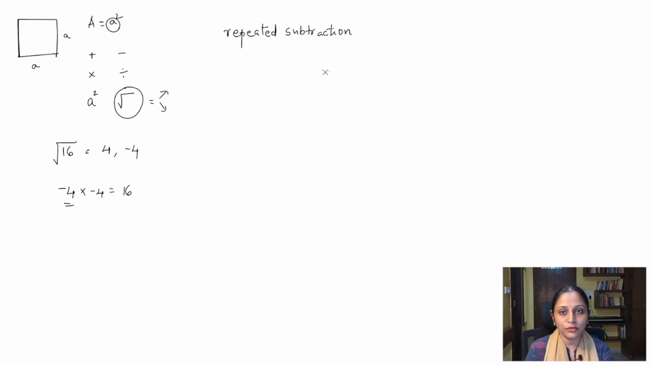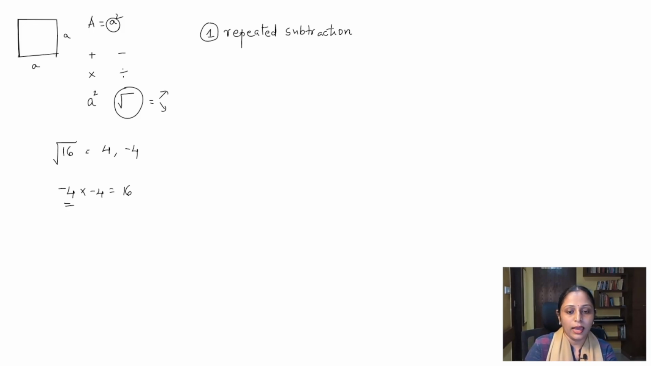So they have given us a few questions. Let's look at those and solve those, so that you will understand what this repeated subtraction is. This is the first method that we are talking about in order to find the square root. Here, they have asked: find the square root of 121, and then find the square root of 196.